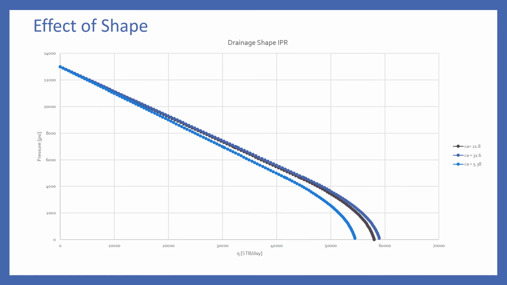3 IPRs were constructed for different drainage shapes. The base case was a circular reservoir with shape factor Ca equal to 31.2. We compared that with a 2x1 rectangle with a shape factor of 21.8 and also a 4x1 rectangle with shape factor of 5.38. The drainage shape played little role in changing the IPR.